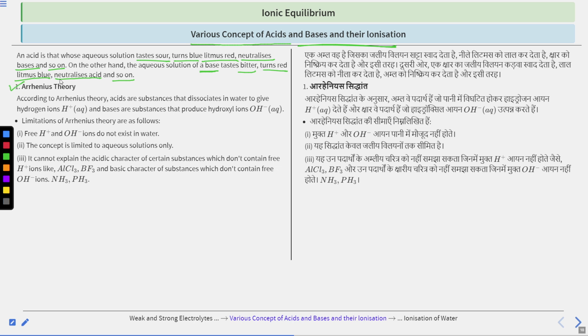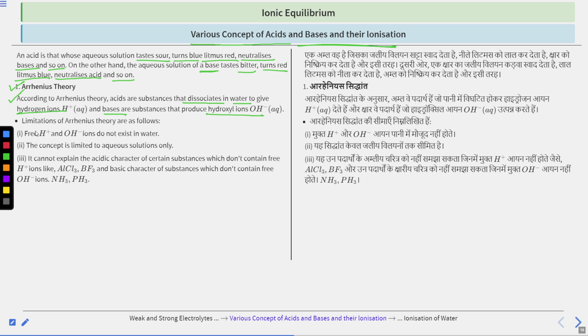Let's see the first one, Arrhenius theory. So what is Arrhenius theory? According to this theory, acids are substances that dissociate in water to give hydrogen ions, and bases are substances that produce hydroxyl ions, that is OH minus, in the solution. So as per the Arrhenius theory, acids are defined as the substances which produce H positive ion on dissolving in water, and bases are the substances that produce hydroxyl ions, OH minus ions, in water.